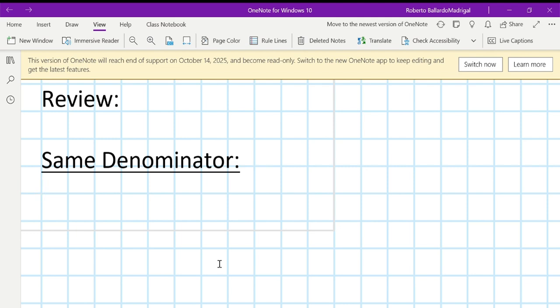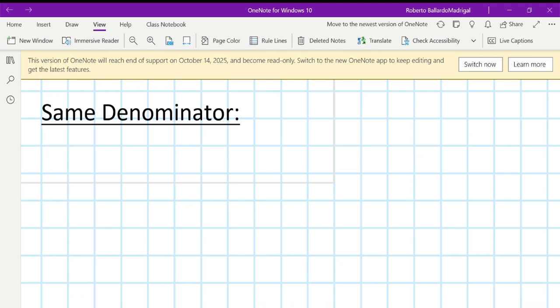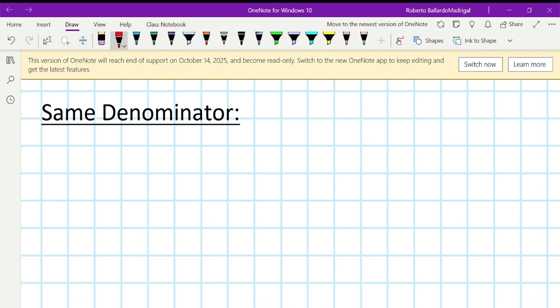so I want you guys to do the following. When it comes to same denominator, try to add the following two fractions and tell me what you get. Take about 10 more seconds to add the two fractions.